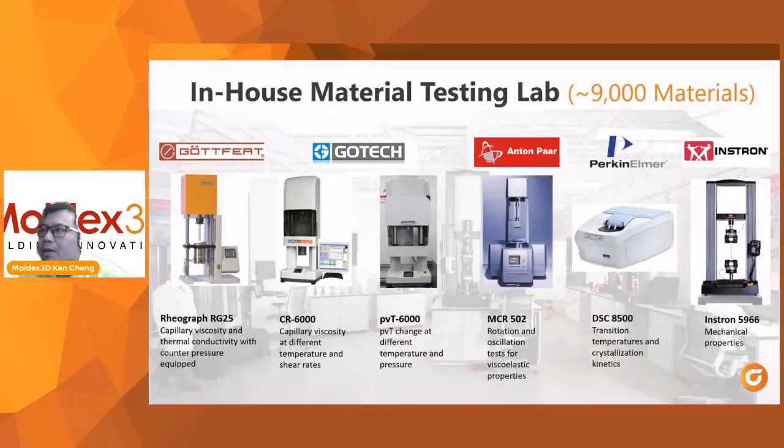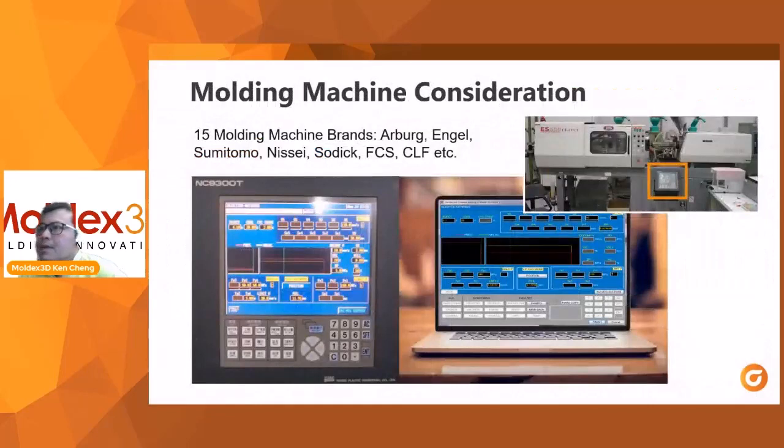Inside Moldex3D, we have more than 9,000 materials. We also have a material testing lab. We are able to measure the viscosity, PVT, thermal, mechanical property, etc. More advanced, inside Moldex3D, we also have what is called machine mode. You are able to input the control panel. How do you control your screw? Just like in reality, how you control your screw speed in order to push the material into the mold. This is something you are able to do through Moldex3D.